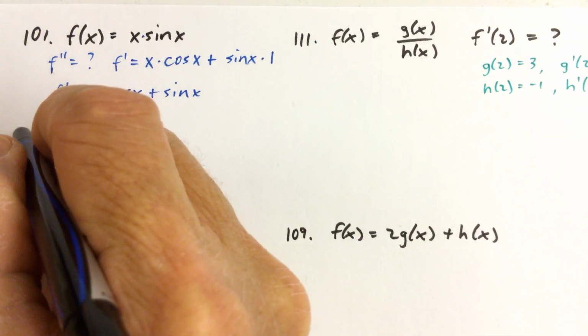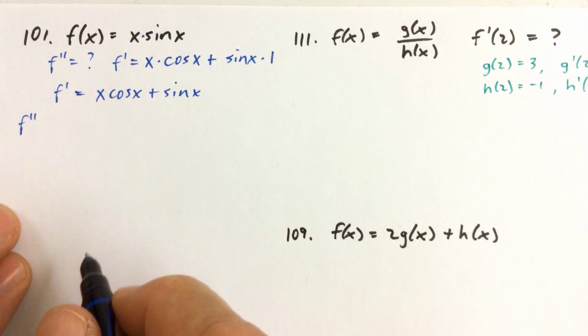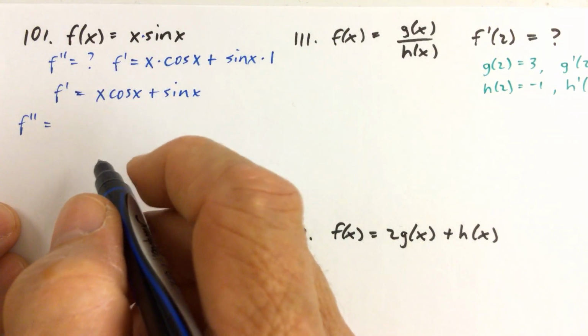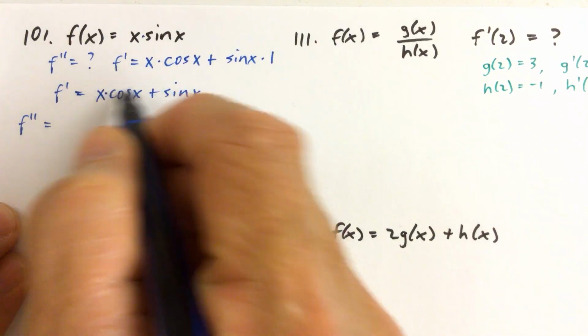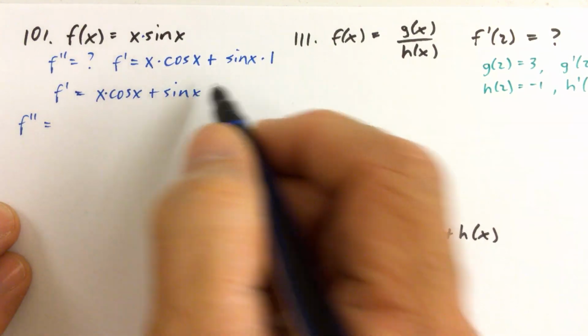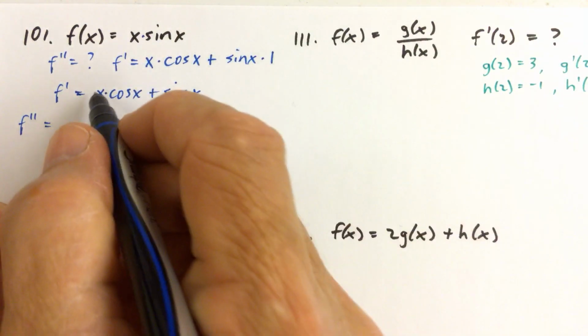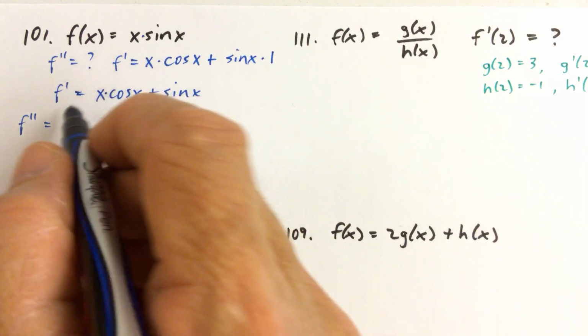So that's f prime. Now all we have to do is take the derivative of f prime, because that's what the second derivative is. It's the derivative of the first derivative. Now we have two different terms, one being the product of two functions and the other just being sine of x. So we want to take the derivative of x times cosine x. That's the product rule then.